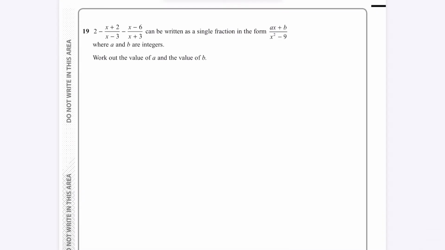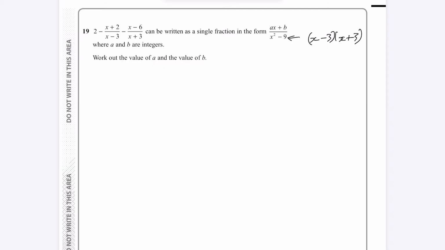So we have 2 minus, so we've got some algebraic fractions. It can be simplified to that form, where a and b are integers. Work out the value of a and the value of b. So again, whenever you have fractions, one of the first things I can spot just looking at this, being switched on with the maths brain, is that's the difference of 2 squares. That's the same as writing that. Now, we don't need this information right now, but that information might be handy later on. So that's the difference of 2 squares there.